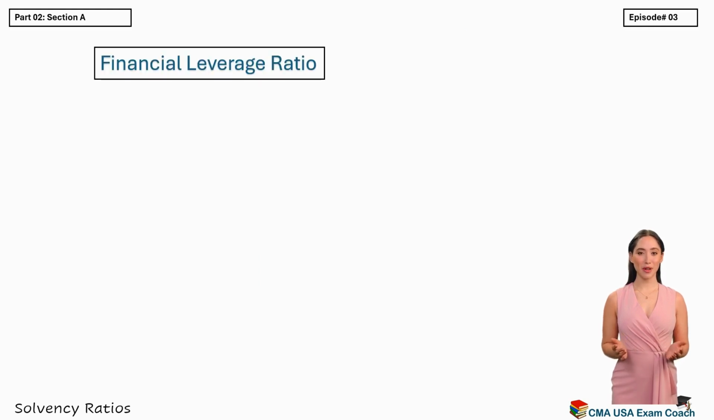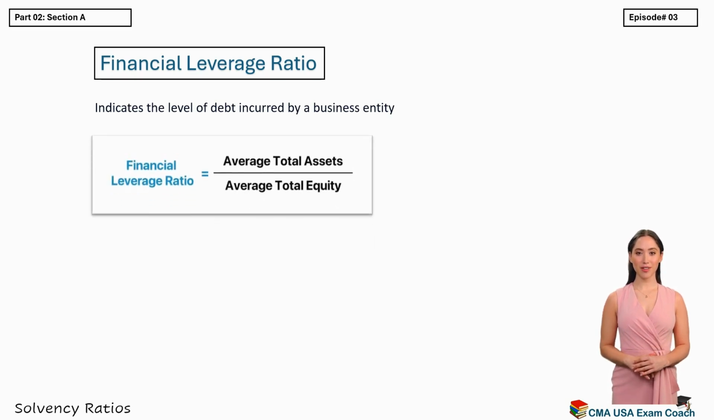Now, let's discuss the financial leverage ratio. What is the financial leverage ratio? The financial leverage ratio measures the level of debt incurred by a business entity relative to its equity. It helps us understand how much of the company's assets are financed through equity versus debt. Formula is financial leverage ratio equals average total assets divided by average total equity.